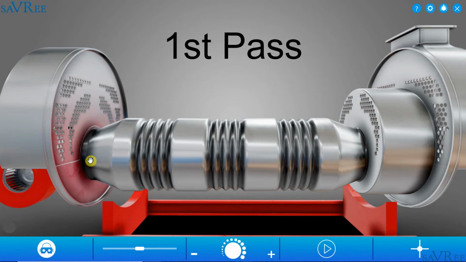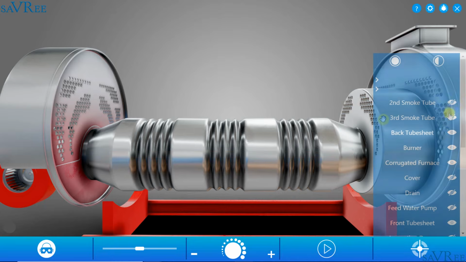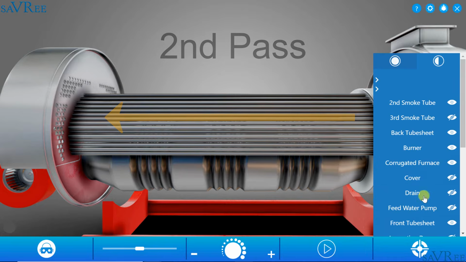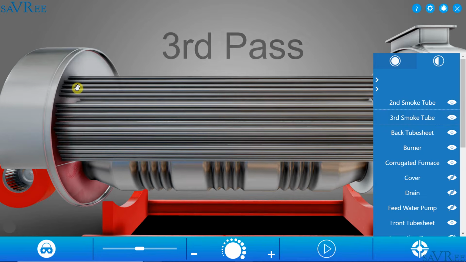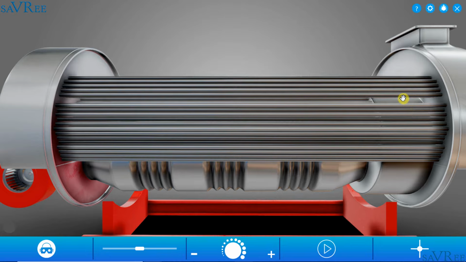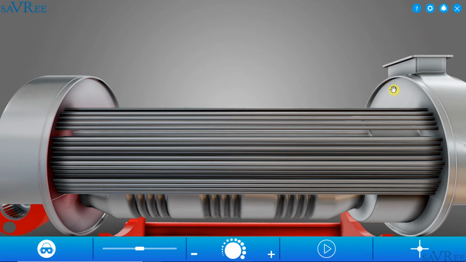Let's look at the first pass. We go from the burner along the furnace to the reversal chamber, and that is 1 pass. We'll then add our second smoke tubes. The exhaust gas comes along here, and that is our second pass. We'll then add our third smoke tubes, and we have our third pass, which goes left to right. And then the exhaust gas has transferred a lot of that heat to the water, which is going to turn some of the water to steam.